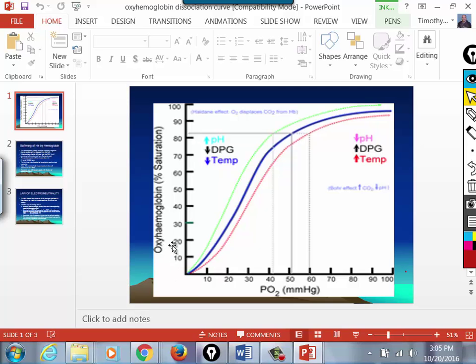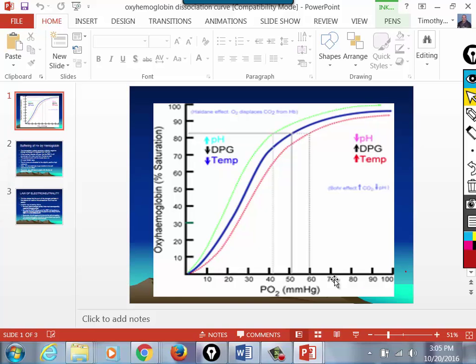Here on the left side, or in math, the y-axis represents the percentage of iron binding to the oxygen. So it represents the oxygen saturation of a red blood cell. Okay? Now, on the x-axis, this represents the partial pressure of oxygen in the alveoli.